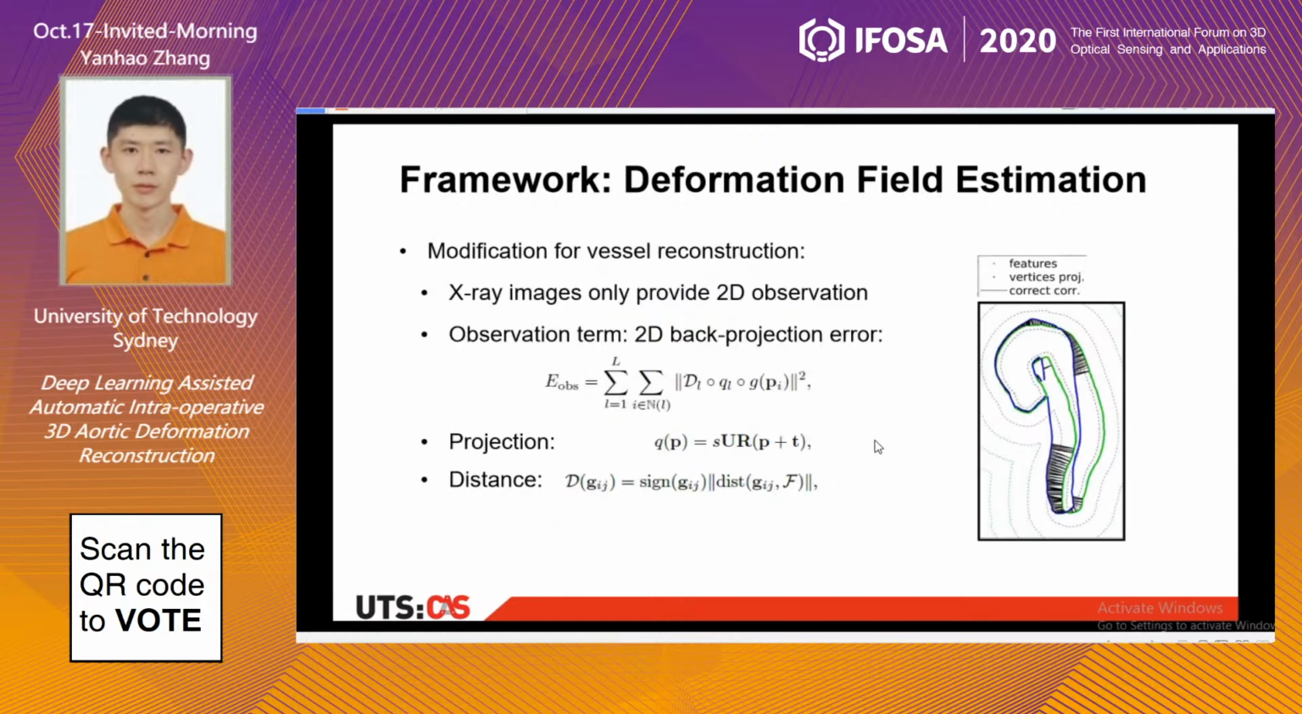But for our case, because the X-ray image is only a 2D observation, we need to modify the observation term by using a 2D back projection error. So this is our modification. This new G just means the projection equation, and this D is the distance from the signed distance function.